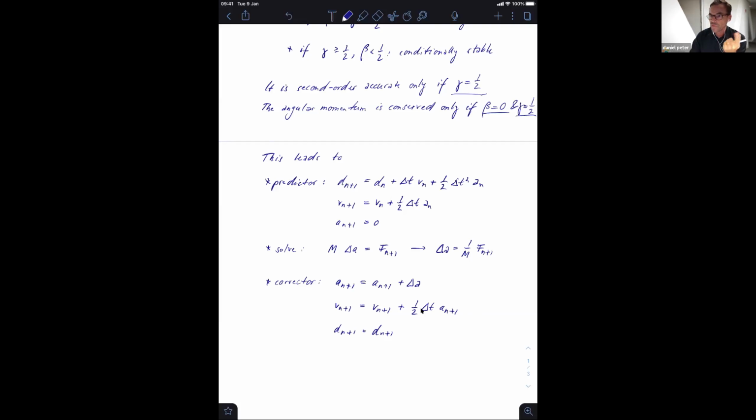So the scheme is fully explicit, it's second order, and theoretically already conserves angular momentum. So it's very well suited for the wave equation.